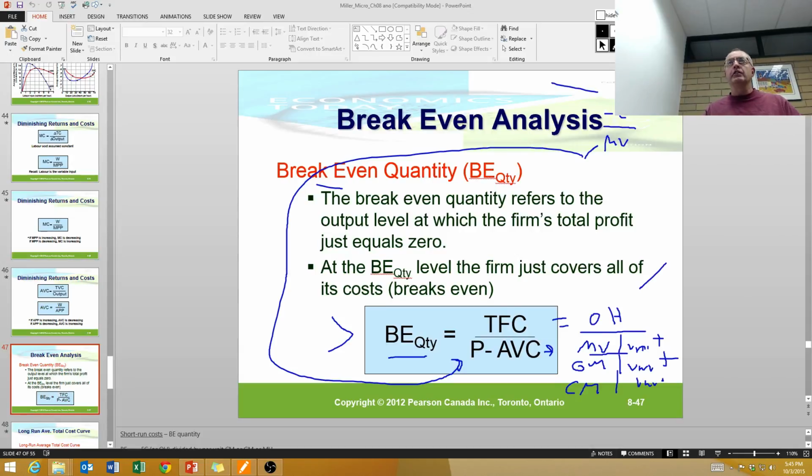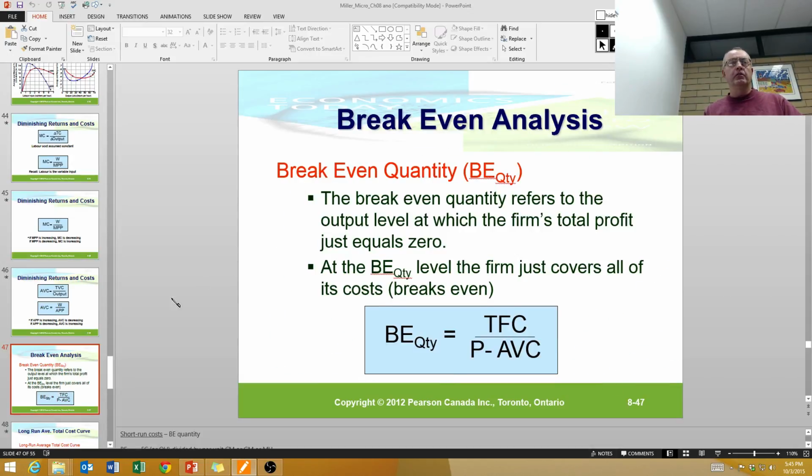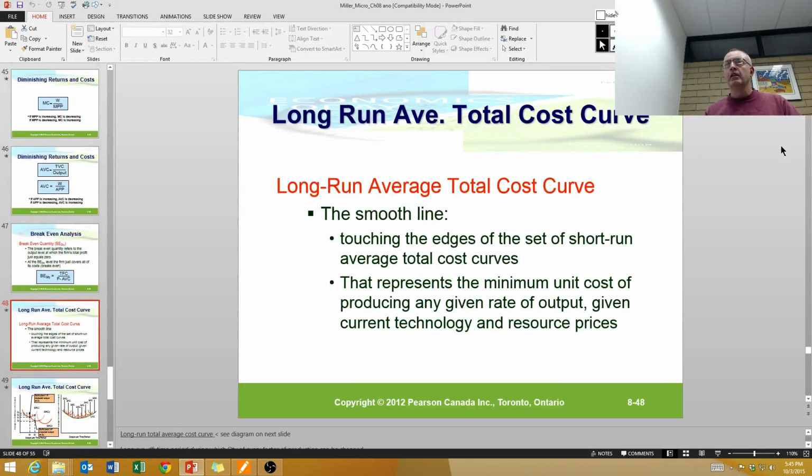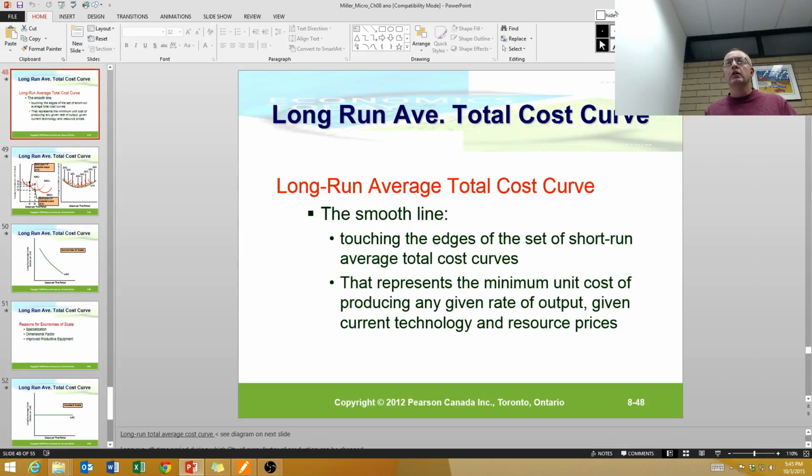Okay, so the final section of the chapter deals with the long run average total cost curve, and that's what we'll go to next. So, long run average total cost curve. I'm just gonna move this up. Oops, there we go. As we mentioned earlier, the short run is defined by at least one input being incapable of being changed. But in the long run, every input or every factor of production is changeable.